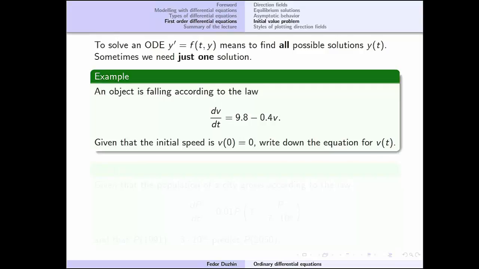So for example, if you have a cat that fell out of the window, what you know is that since it fell, its initial speed is 0. And then if you know that its motion is governed by a differential equation, and you know that its initial speed is 0, the question is to write down the equation for the cat's speed, for instance, to figure out if it's going to die in the fall or not. So what's going to be its terminal speed?